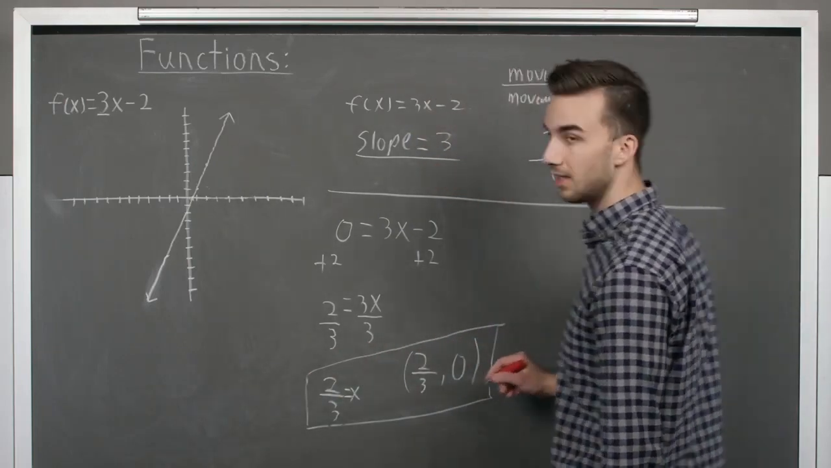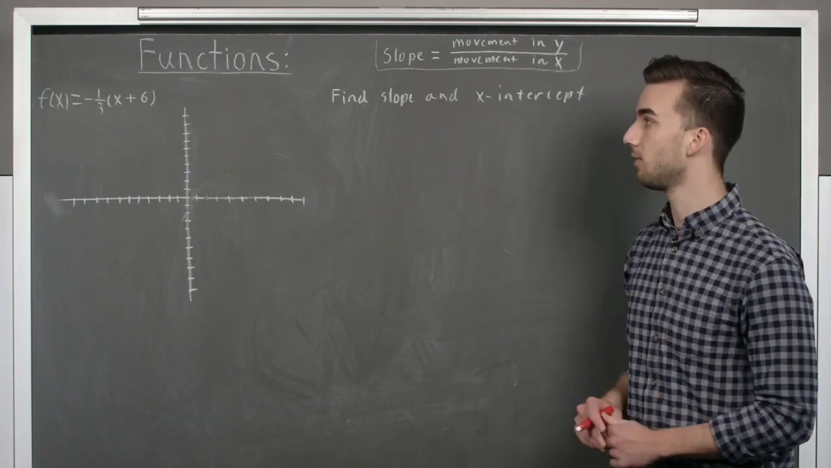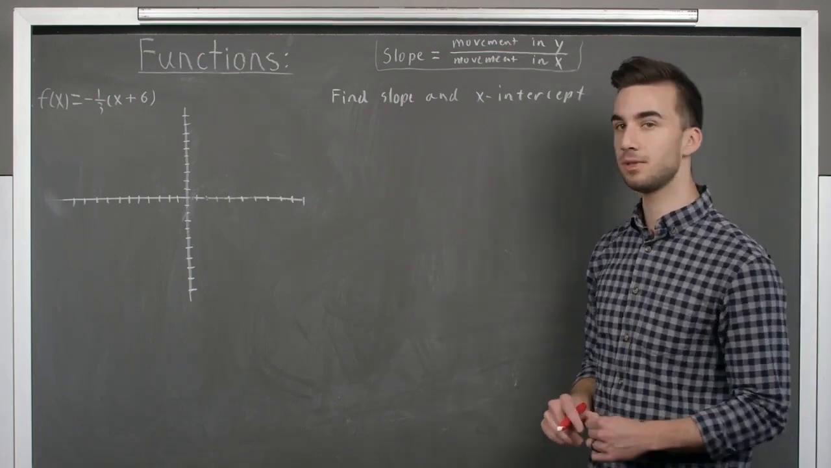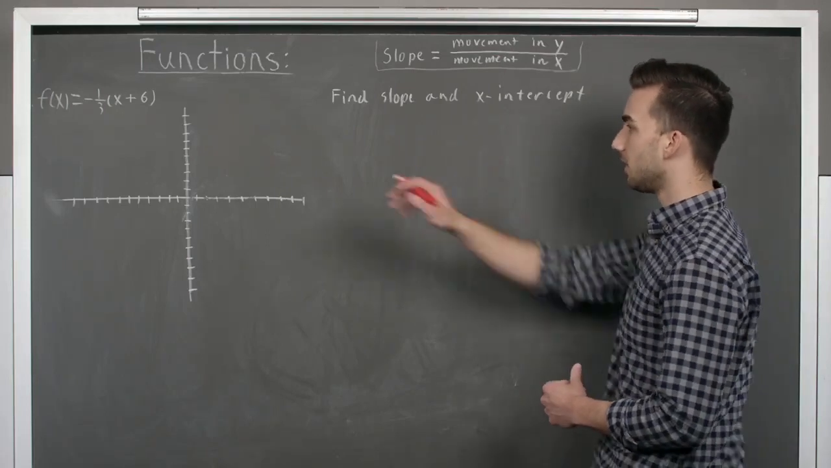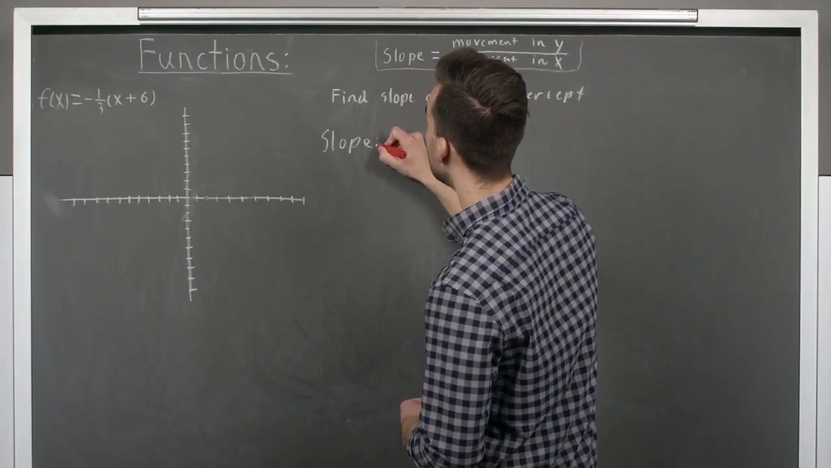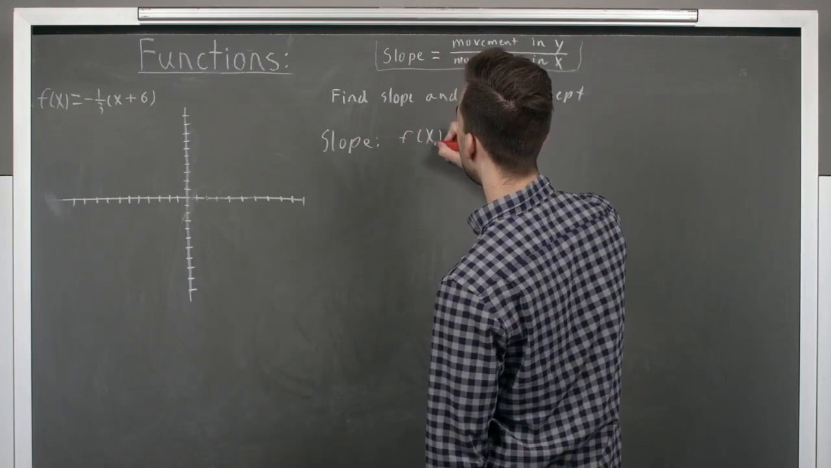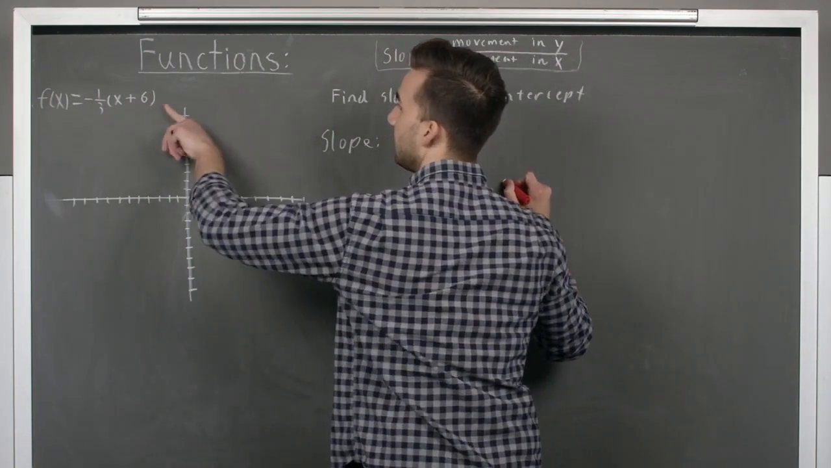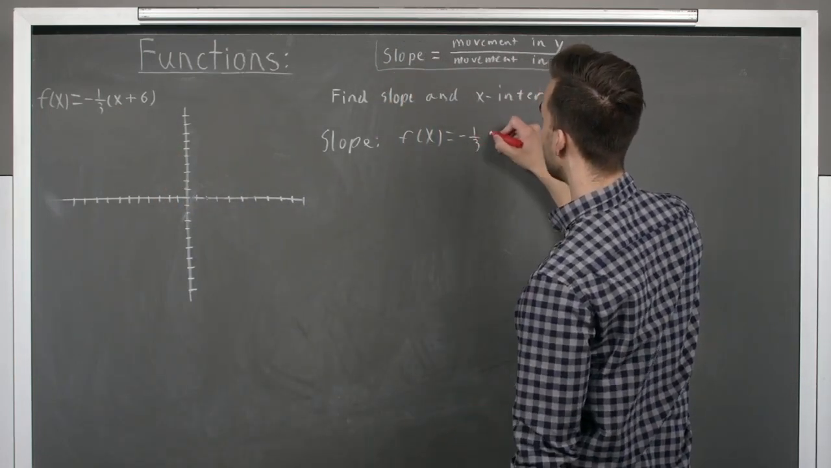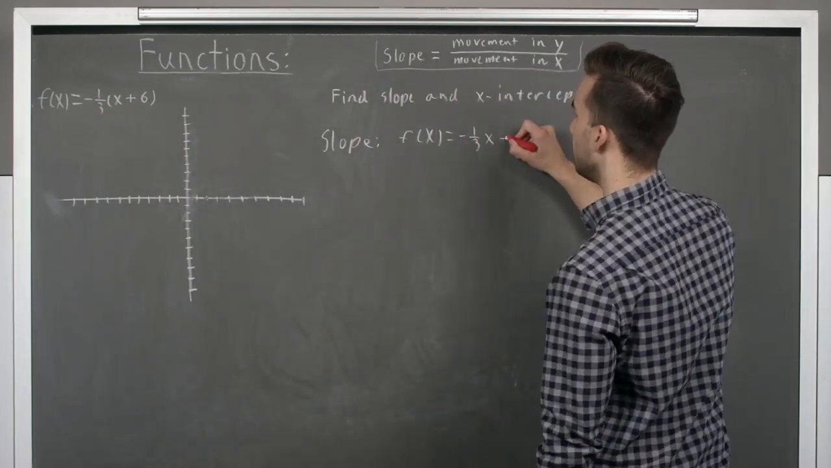And that is our x-intercept for this example. In this example, we're given a function and we are asked to find the slope and the x-intercept. So let's start with the slope. Let's take the function and simplify it so that we can understand it better. So let's just multiply this out. Negative 1/3 times x is negative 1/3 x. And then negative 1/3 times positive 6 gives us negative 2.